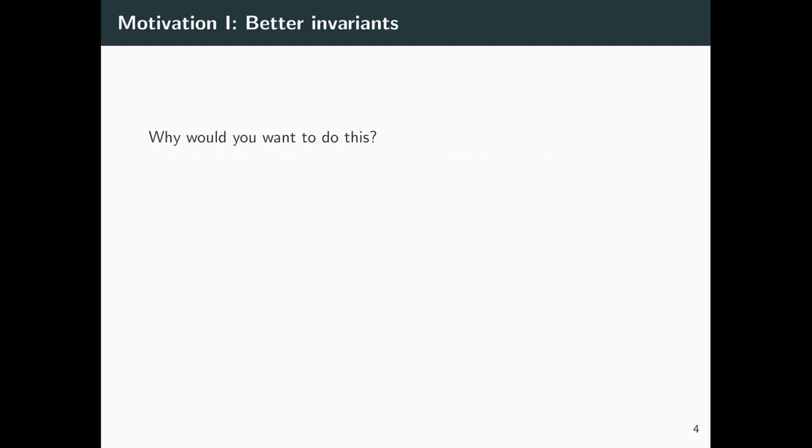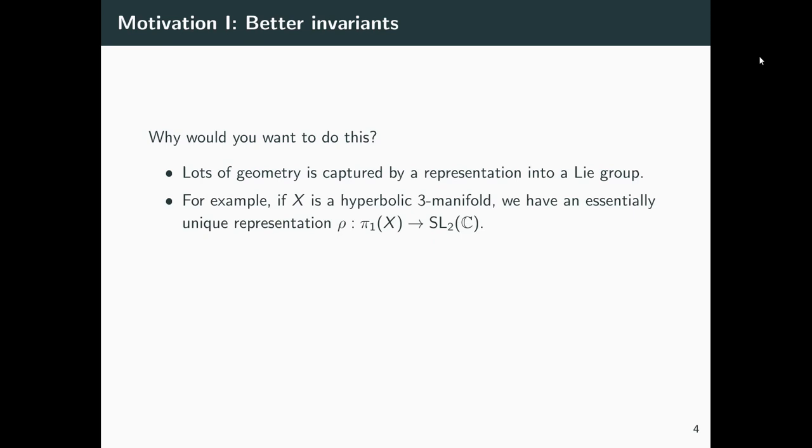Okay, so why would you want to do this? I said what it is, but what's the point? The main reason, one primary reason, is to get better invariance. Lots of geometry is captured by a representation into a Lie group. For example, if you have a hyperbolic 3-manifold, the structure of being a hyperbolic 3-manifold is described by a representation rho from pi1 into SL2C. Really PSL2C, but in the context I care about, it always lifts, so let's just say SL2C.